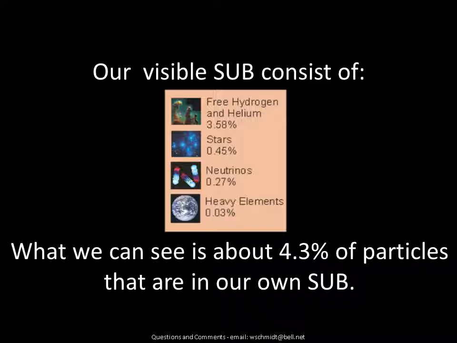Our visible subuniverse consists of 3.58% free hydrogen, 0.45% stars, 0.27% neutrinos, 0.03% heavy elements. What we can see is about 4.3% of particles that are in our own subuniverse.